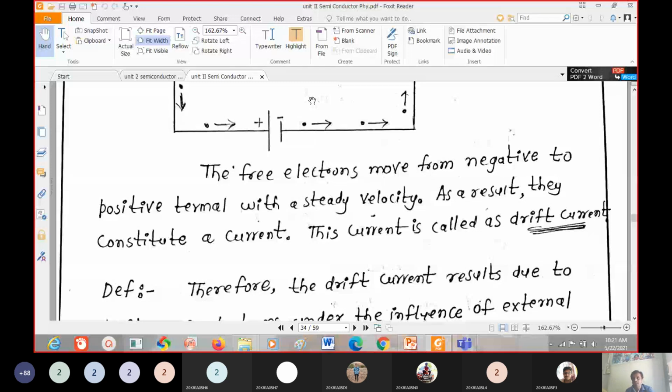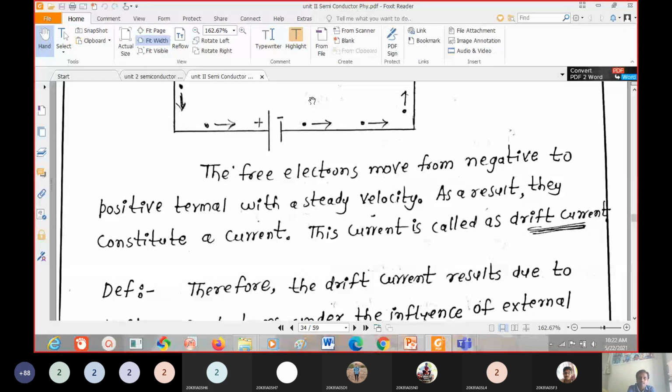Suppose you observe raindrops. All raindrops come down with a constant velocity, so whenever they touch the ground, they all have the same constant velocity. Like that, here all electrons have some steady velocity. This velocity we call the drift velocity of electrons. Due to this drift velocity, current passes through the circuit. This current we call drift current.